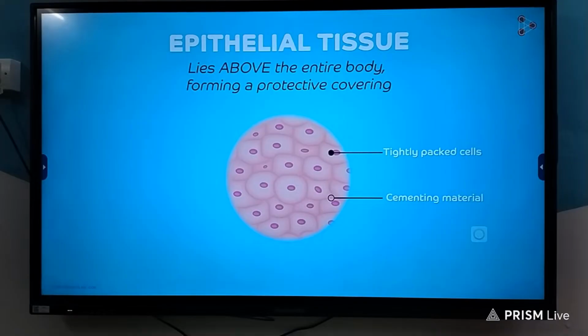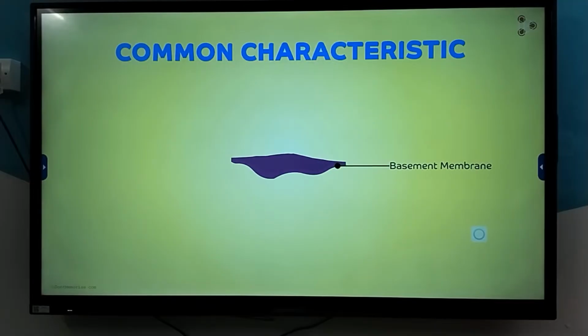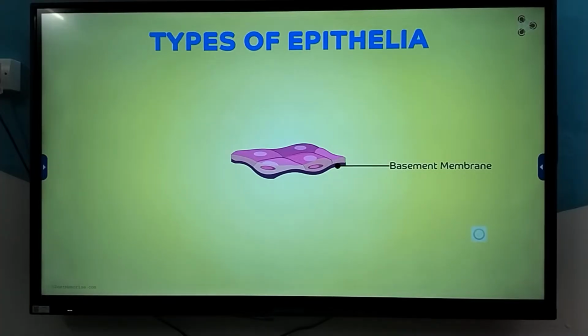Now, when we talk about all the epithelial cells in general, we need to first understand a common characteristic between them. Be it any type of epithelia, all of them will always have the cells resting on a thin, fibrous, supportive membrane-like structure. This is called the basement membrane. The basement membrane, apart from supporting, helps to hold the cells together in a single straight line to form a uniform and consistent layer.